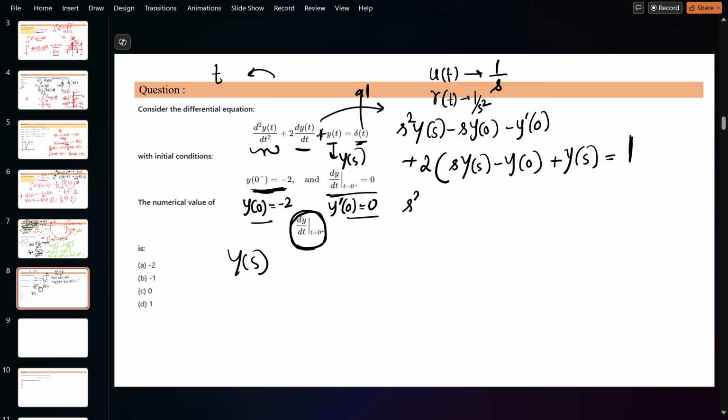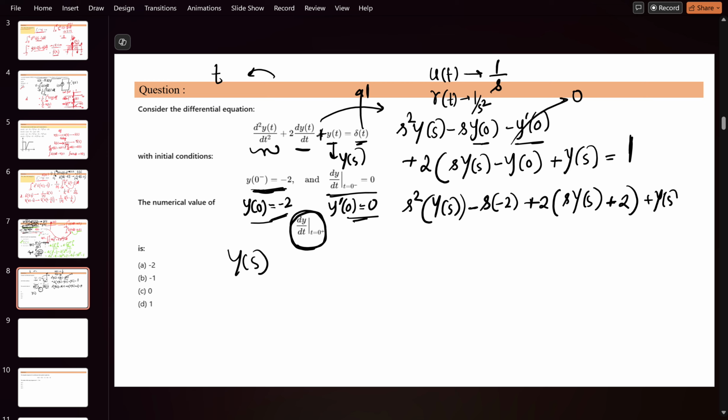Let's put the values: s square Y(s), we don't know, we have to find it out. What is the value of y(0)? y(0) is minus 2, y dash (0) is given as 0. So it is 0 here, and plus 2 s times of Y(s) minus y(0). y(0) is minus 2, so it will become plus 2, plus Y(s), is equal to 1. Find out the Y value.